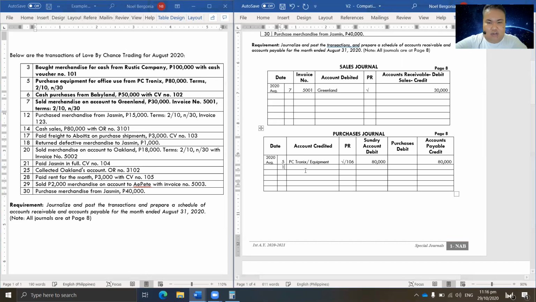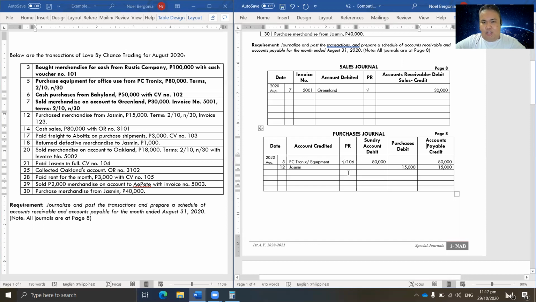So we write here 12. Okay, nasa purchases journal na tayo, 12. And then kanina tayo nangutang kay Jasmine. Okay, so no PR yet kasi hindi pa naman po pinost. So what's the entry there? Once we purchase merchandise, we debit purchases, 15,000 pesos. Okay, and we credit accounts payable, 15,000 pesos. Do we need to post it on the general ledger? No. Bakit? Kasi nandito siya sa may columns na pwede nating i-add or i-total mamaya at the end of the reporting period. Okay? So the posting on the general ledger ulit will happen at the end of the reporting period.